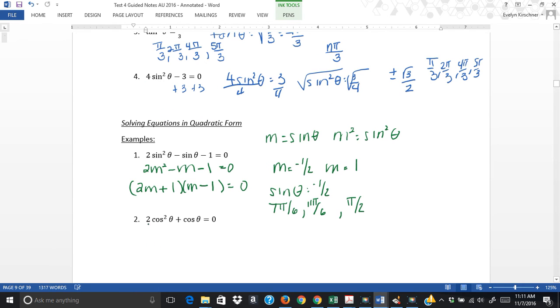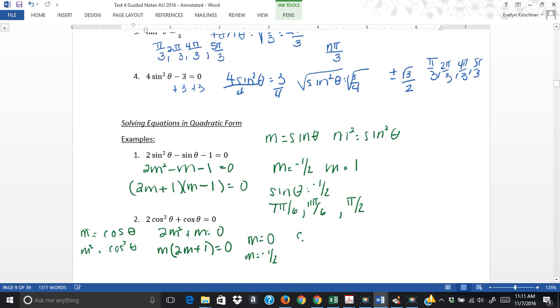Let's look at this one here. So I'm going to let m equal cosine theta, and then m squared is cosine squared theta, and here I have 2m squared plus m is 0, or I could take out an m, so I have m times 2m plus 1 is 0. 2m squared plus m, so that works. So I have when m is 0 and m is negative 1/2.